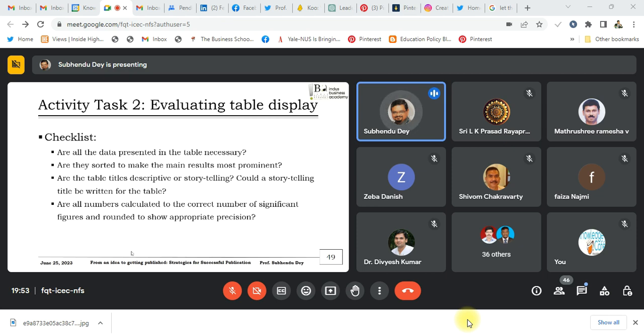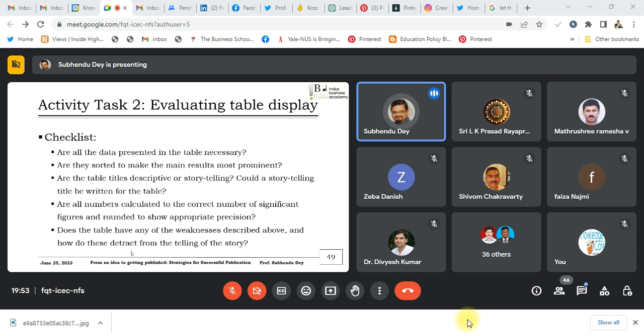Are all the numbers calculated to the correct number of significant figures? That is again extremely important. So these are some of the things that you have to always look at when you are writing your table. Does the table have any of the weaknesses described above? How do those distract from the telling of the story that you want to tell?